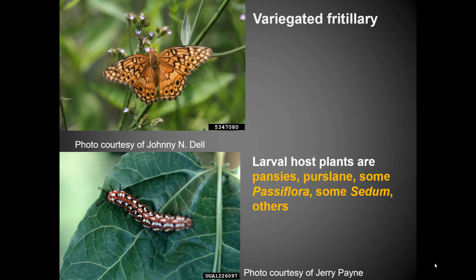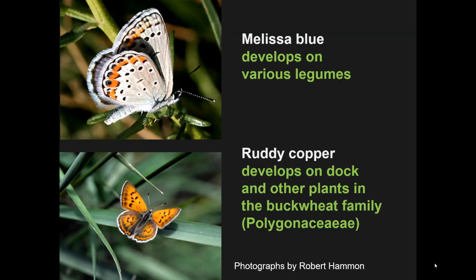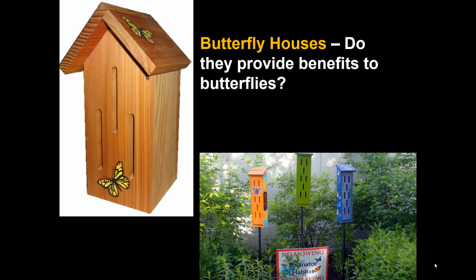Some other butterflies we have, the variegated fritillary, that's the one I saw most often last year. Mostly it was on flax, which I have not listed as a larval host plant here. I should, but pansies, viola, as well as some other plants that are indicated here. That's a very common butterfly here. Down in the southwestern part of the state, you might get the Arizona sister that develops on oak, or the common buckeye we see in the state developing in things like snapdragons, toadflax, the Melissa blue, various legumes, the ruddy copper, plants in the buckwheat family. Anyway, whatever kind of butterflies you're interested in, you want to learn a little bit about what kind of plants would support them, and then consider introducing them in your yard.